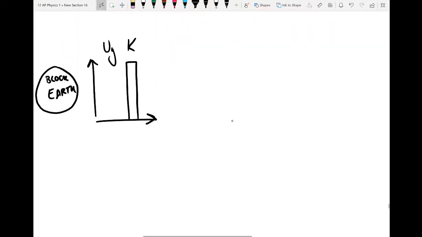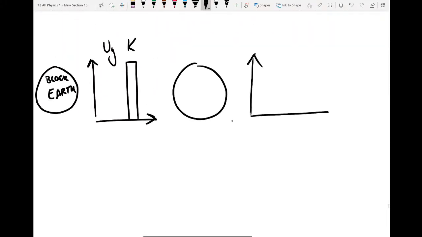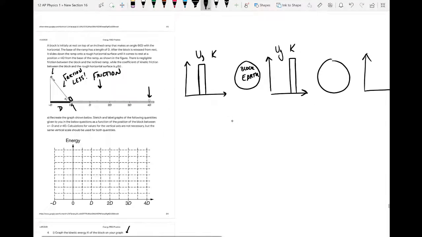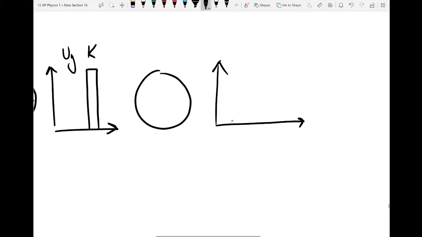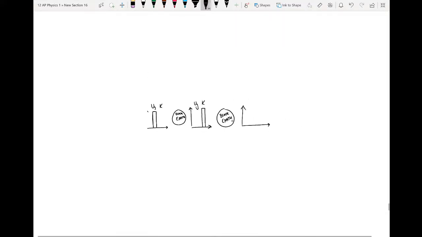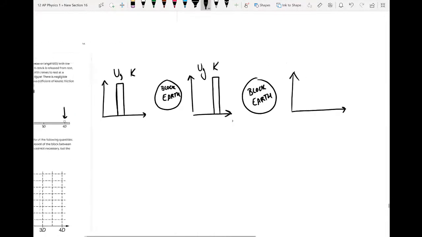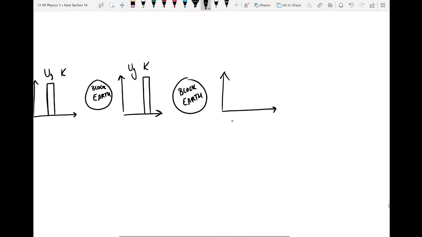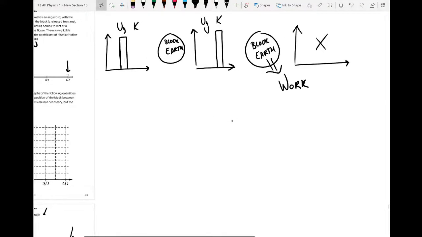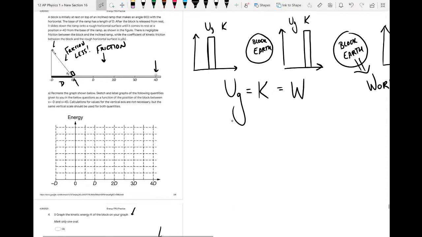Then I keep this LOL diagram going. I have this kinetic energy, and if the block and the Earth is still my system, it goes from kinetic energy to, at the end, stopped and not at any height. So I go from having kinetic energy to nothing, so it looks like I have work. I'm going from UG equals my kinetic energy, which then equals the work done by the frictional force throughout this 4d slide.